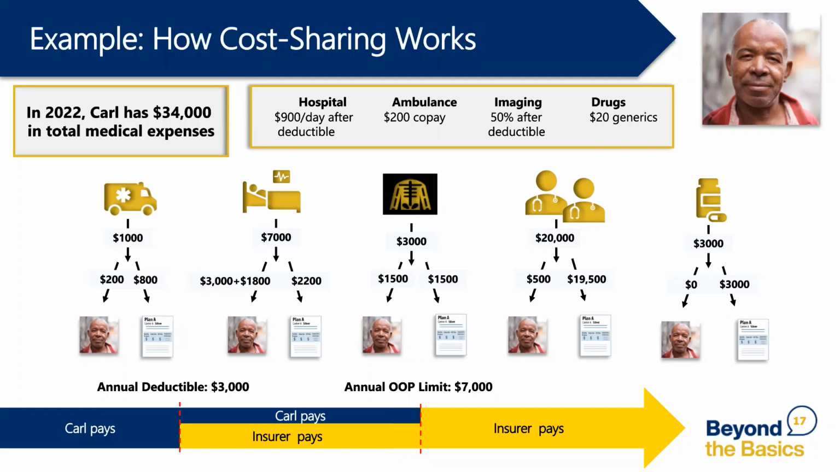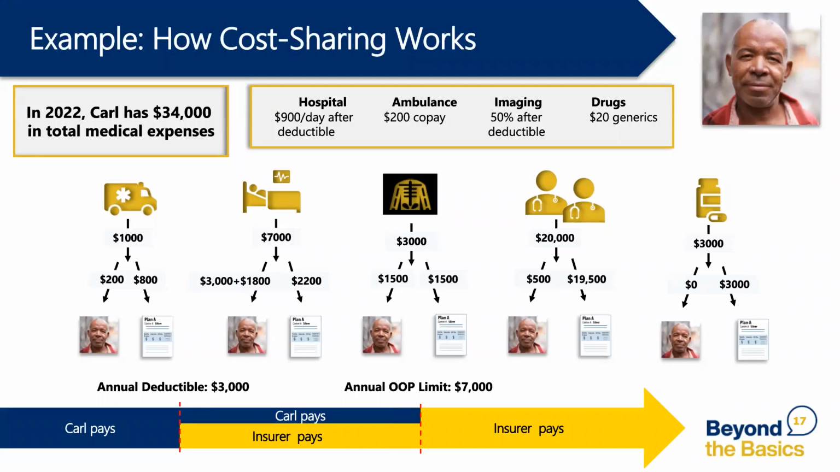He would have a $200 copay for his ambulance. He would have to pay half the cost, or 50% coinsurance, after the deductible for imaging. And then for drugs, he would pay, for example, $20 for generics, but higher amounts for brand name drugs and that sort of thing.